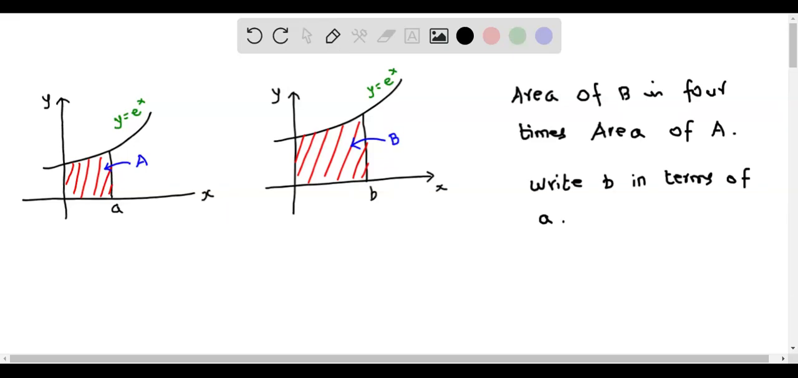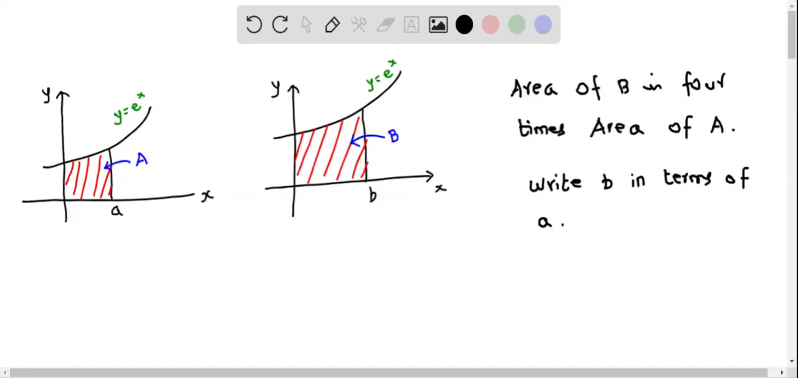Let's write B in terms of A. We are given the areas A and B, where the area of B is 4 times the area of A. For this, we will evaluate the areas using the area under the curve formula. We will evaluate the area A as well as the area B using the formula, and then we will make this condition, and then we will write B in terms of A.